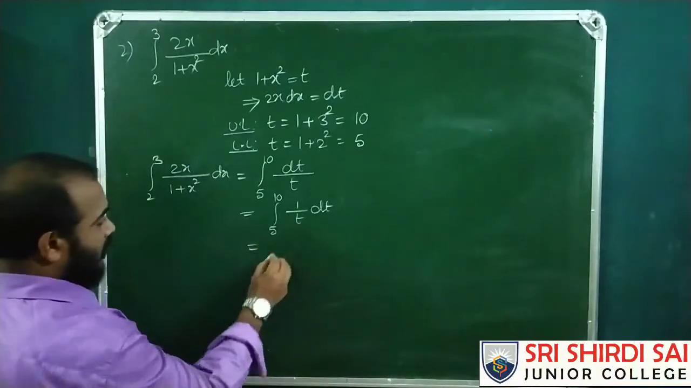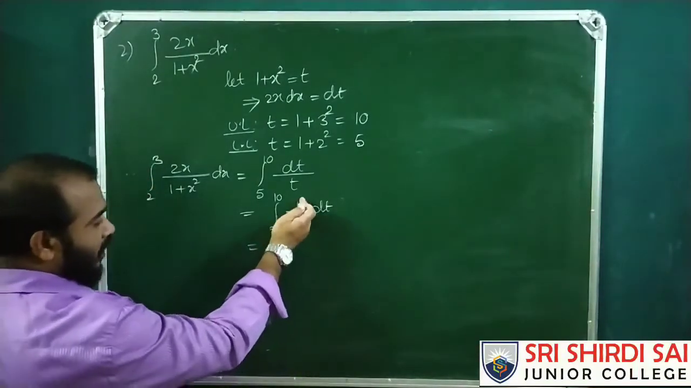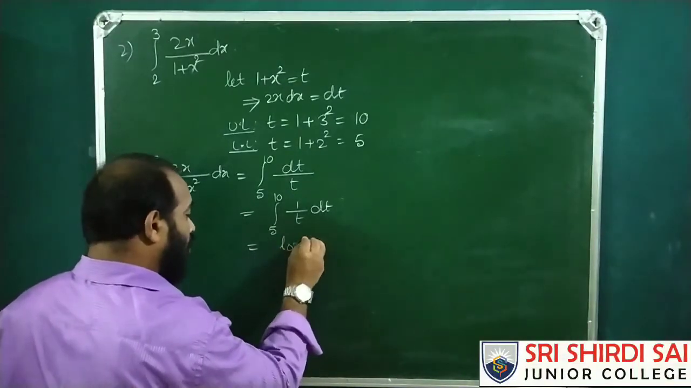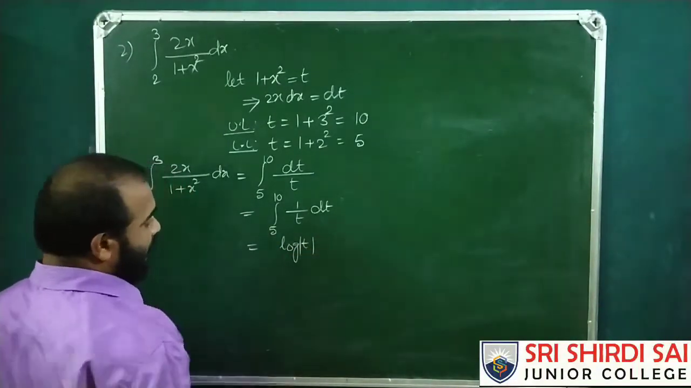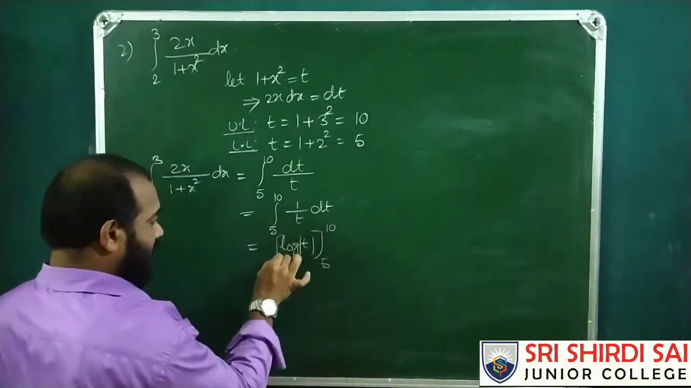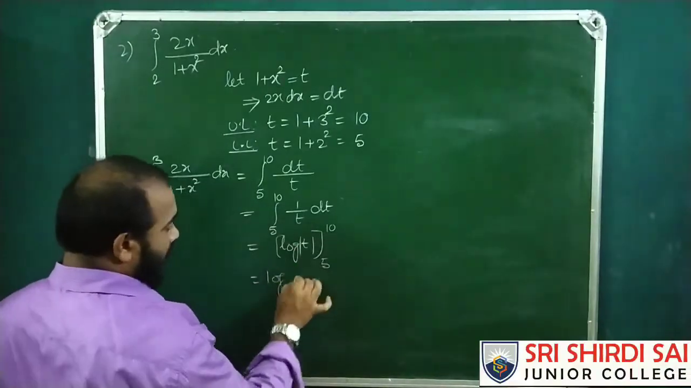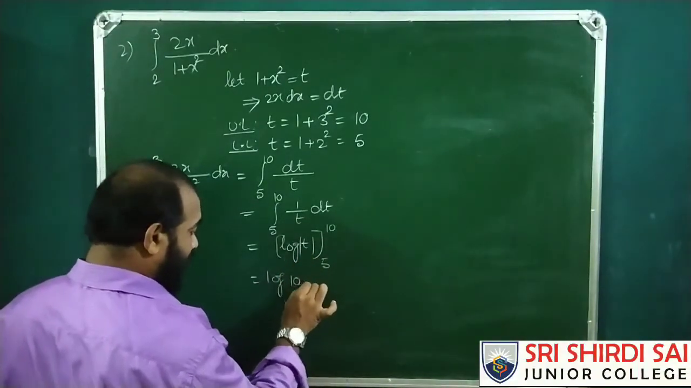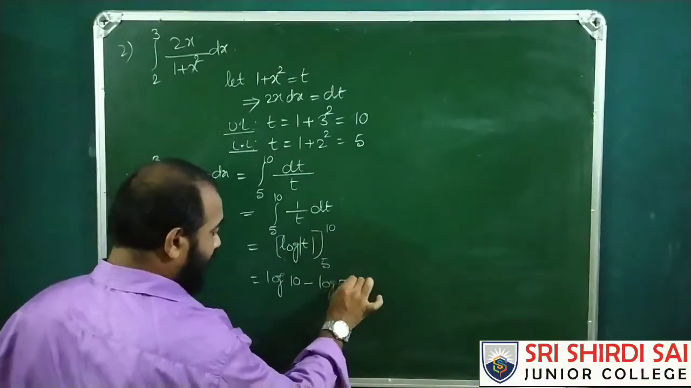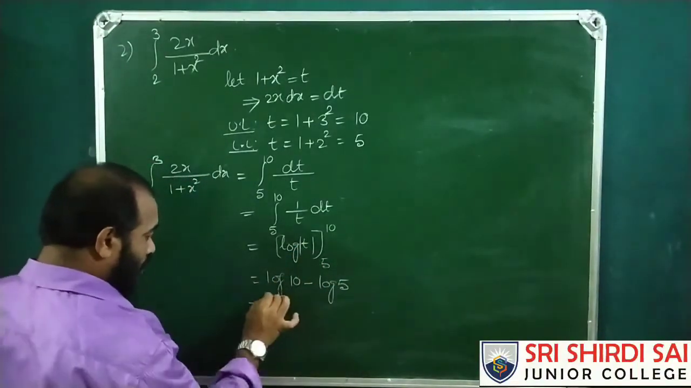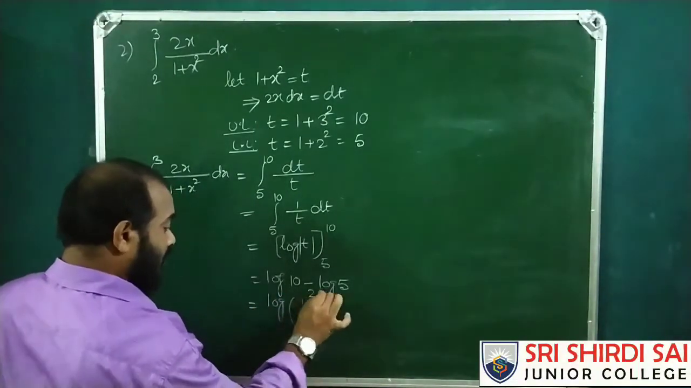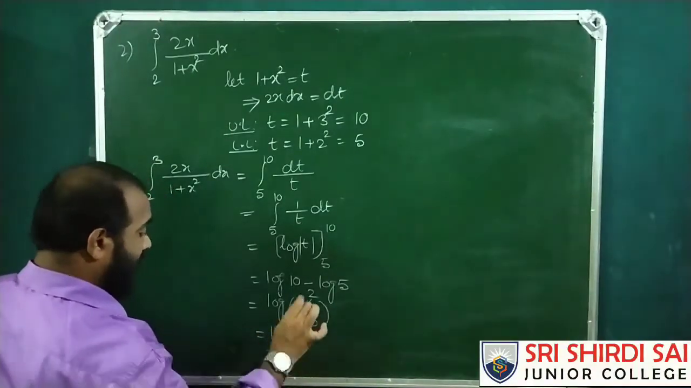So the integral of 1 by x dx is log mod x, here log mod t. As the process of integration is over, we write the limits 5 to 10. In the place of t substitute the upper limit, minus log with the lower limit substituted. Log a minus log b is log a by b. So log 2 is the answer.